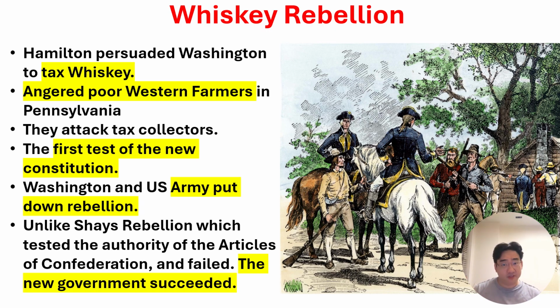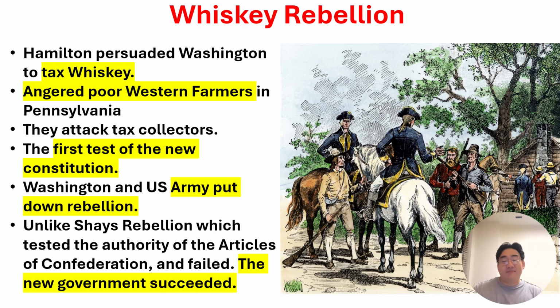Okay, we're going to change topics a little bit. Under Hamilton's plan, remember, he's the Secretary of the Treasury. He's going to suggest to George Washington that we should put a tax on whiskey. What does a tax do? It takes money and funds the government. The Western farmers in Pennsylvania are poor and they generally like to drink. So they are going to be against this tax on whiskey.